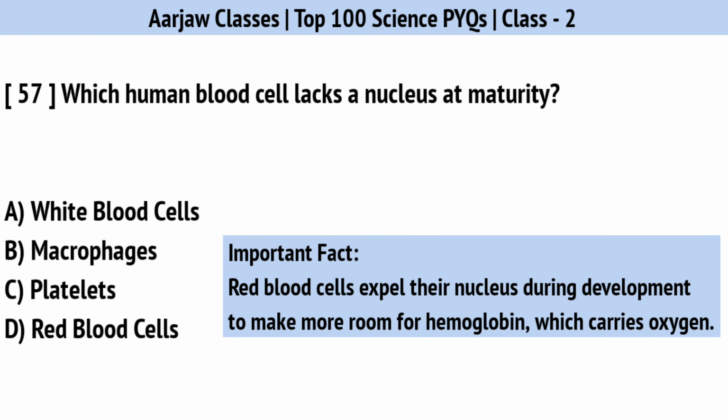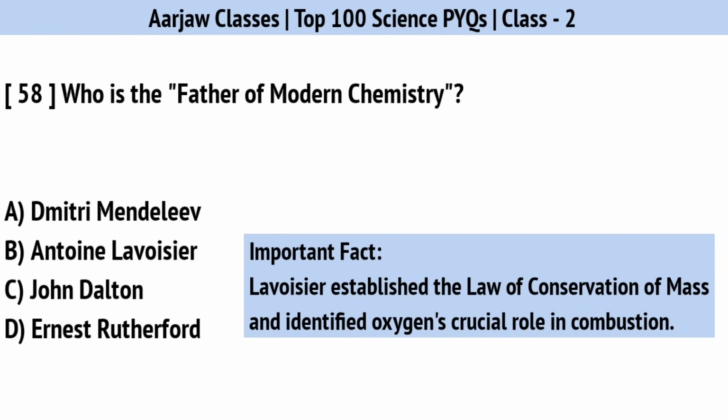Which human blood cell lacks a nucleus at maturity? Correct option is D. Red blood cells. Who is the father of modern chemistry? Correct option is B. Antoine Lavoisier.